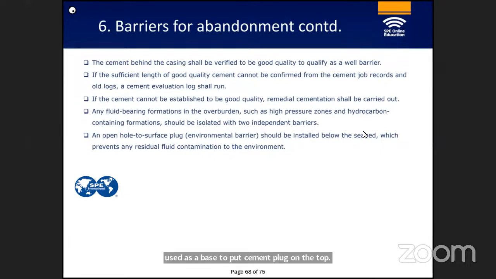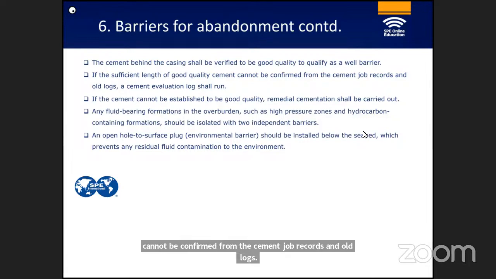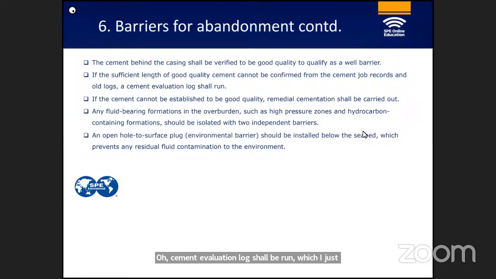The cement behind the casing shall be verified to be of good quality to qualify as a well barrier. How can we verify it? We can verify by pressure test or cement log. If the sufficient length of good cement cannot be confirmed from the cement job records and old logs, a cement evaluation log shall be run, which I just mentioned. If the cement cannot be established to be of good quality, remediation cementing shall be carried out.